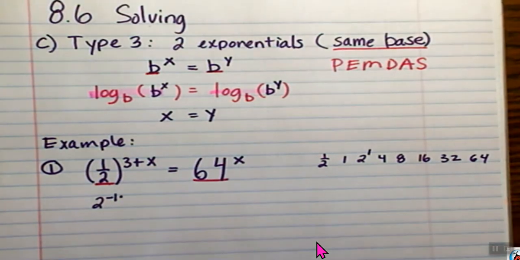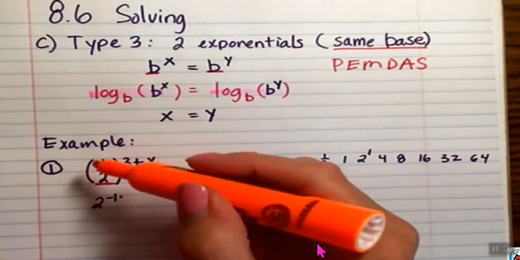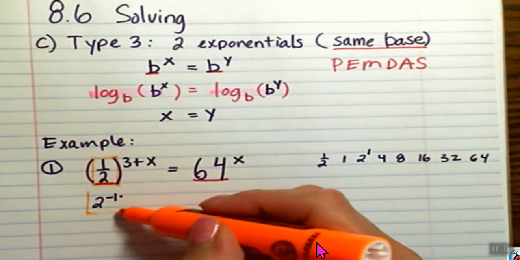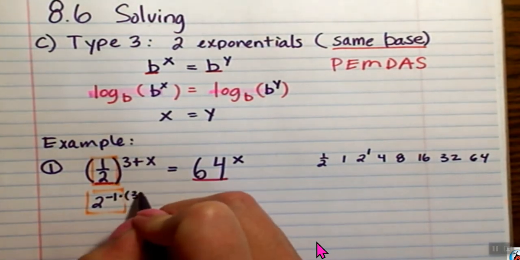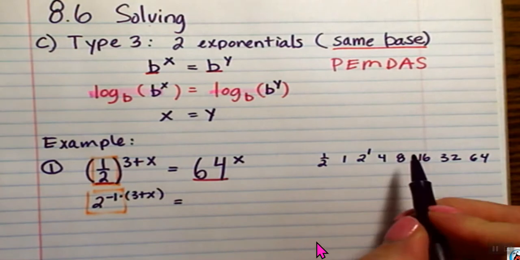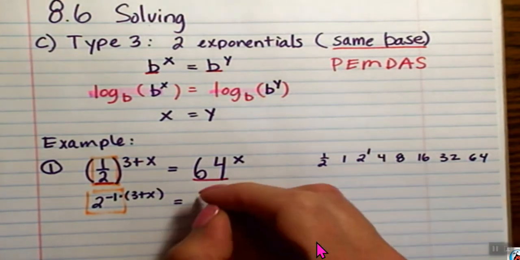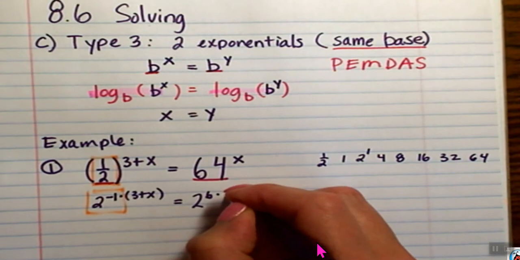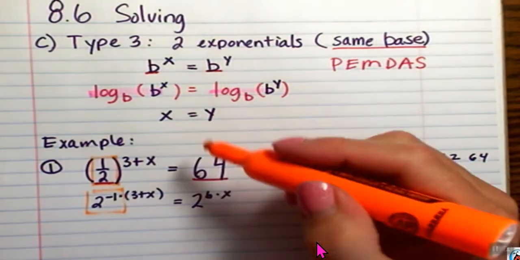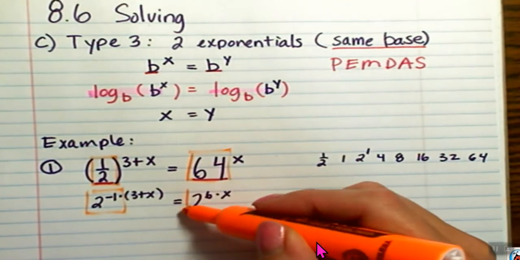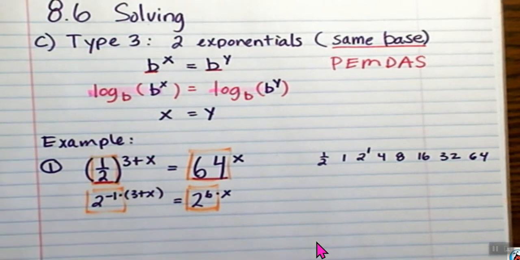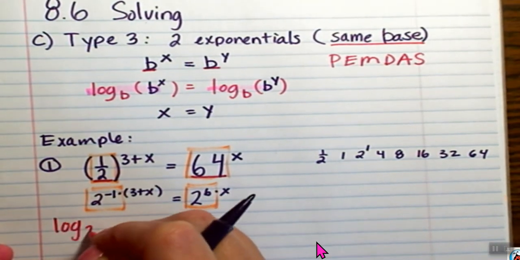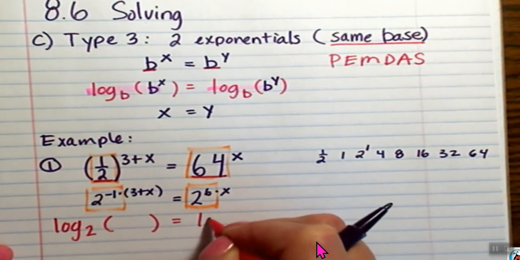Notice that orange box. I'm just replacing it with an equivalent form, and this existing exponent is just going to stay there. Now 64 is 2, 3, 4, 5, 2 to the 6th. Notice that the base is just being rewritten with the same base. Now that I have the base 2, I'm going to log base 2 of both sides.